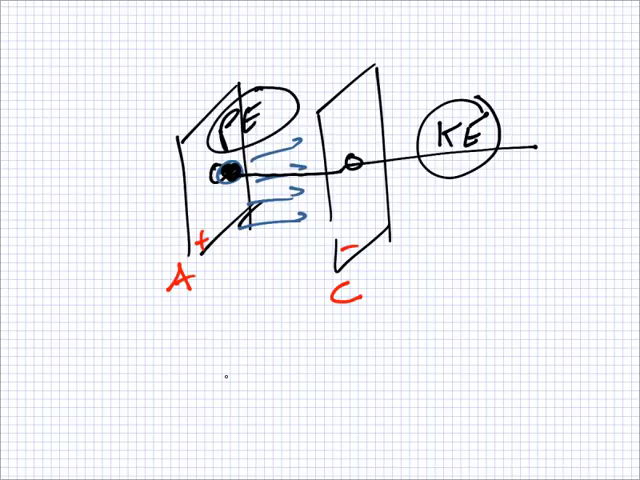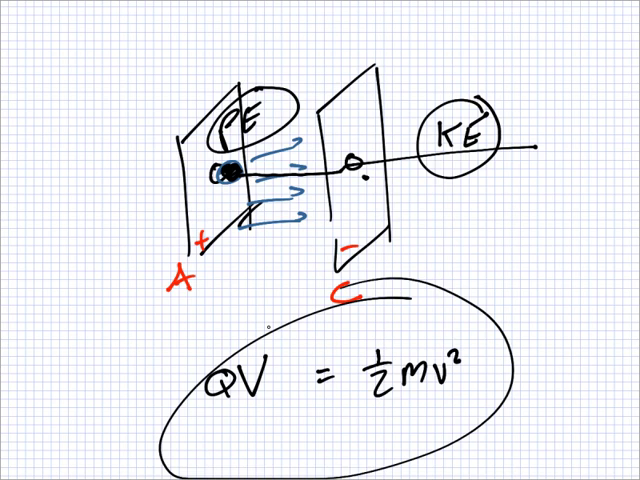So it means you could say that QV, if you knew the voltage here and the charge of the particle, is equal to a half m v squared. So this is how you could work out how fast your particles hit the other side, what speed they're going at when they exit the field, when they finish accelerating.